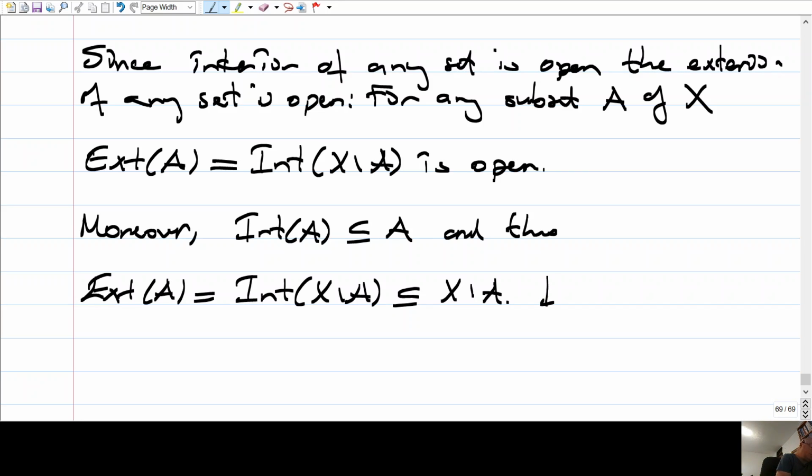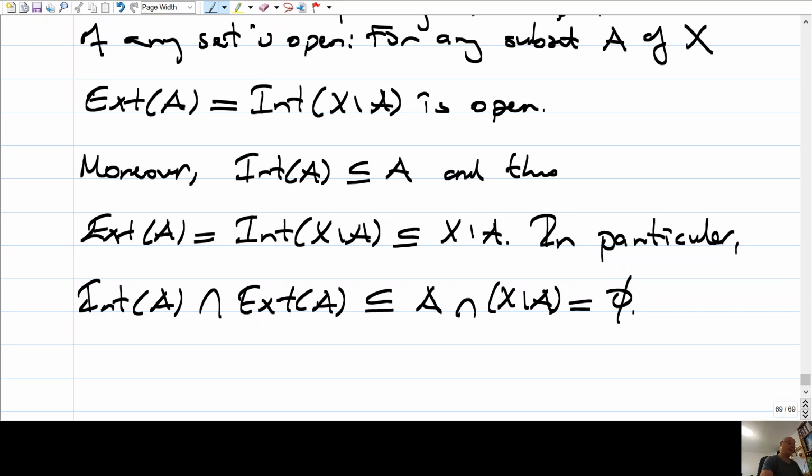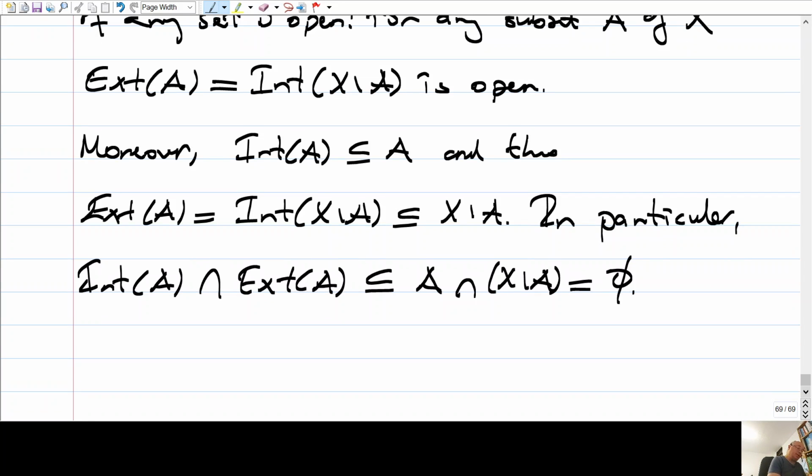In particular, this set has no intersection, right? Interior A intersection exterior of A is inside where? This is inside A and this is inside X minus A. So this intersection lies in this intersection, but the latter one is just the empty set. Therefore, interior and exterior never intersect. Okay, that's of course something reasonable.